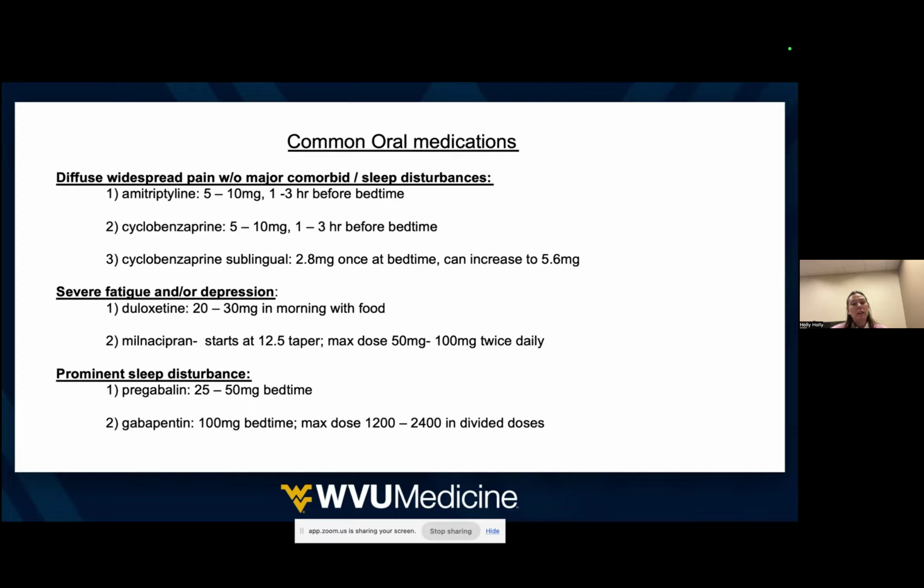And then again, working on their sleep, right? If they have prominent sleep disturbances, you need to get a sleep physician or sleep team involved. And if not, think about maybe Lyrica or gabapentin, and again, starting at the lowest effective dose and increasing as they tolerate.